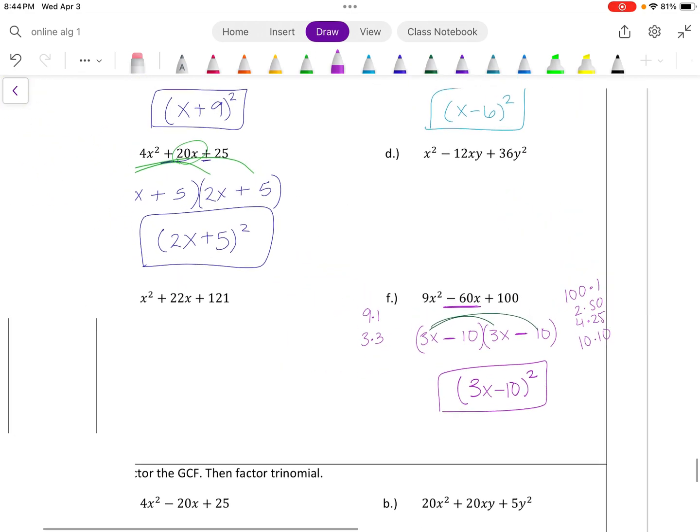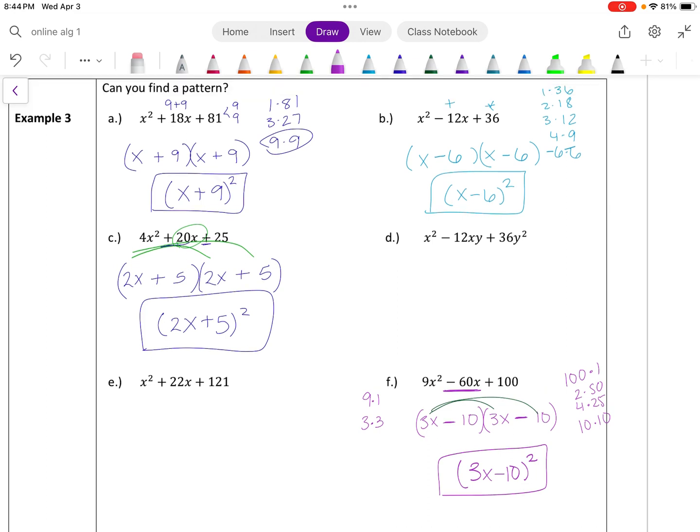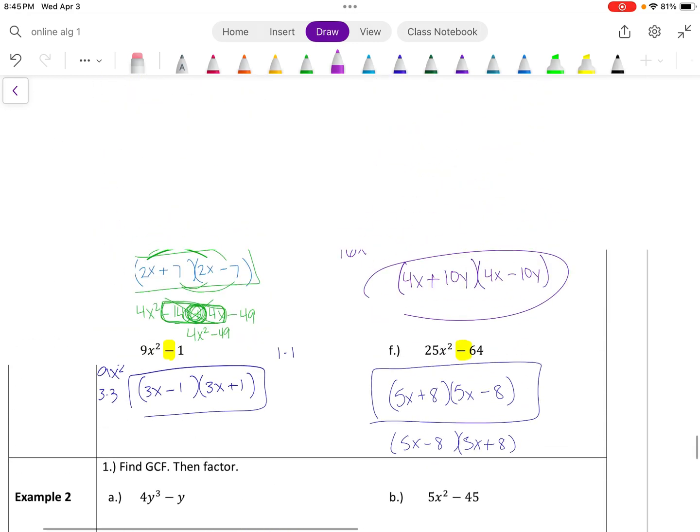So again, these are our special cases. Notice we still use that same guess and check. We think about what's going to multiply to be our a value, our ax squared, what's going to multiply to be our constant, which one of those options would add to be our bx. It's just that if we notice our perfect squares, maybe we can use that pattern and narrow down which option is our set of factors.